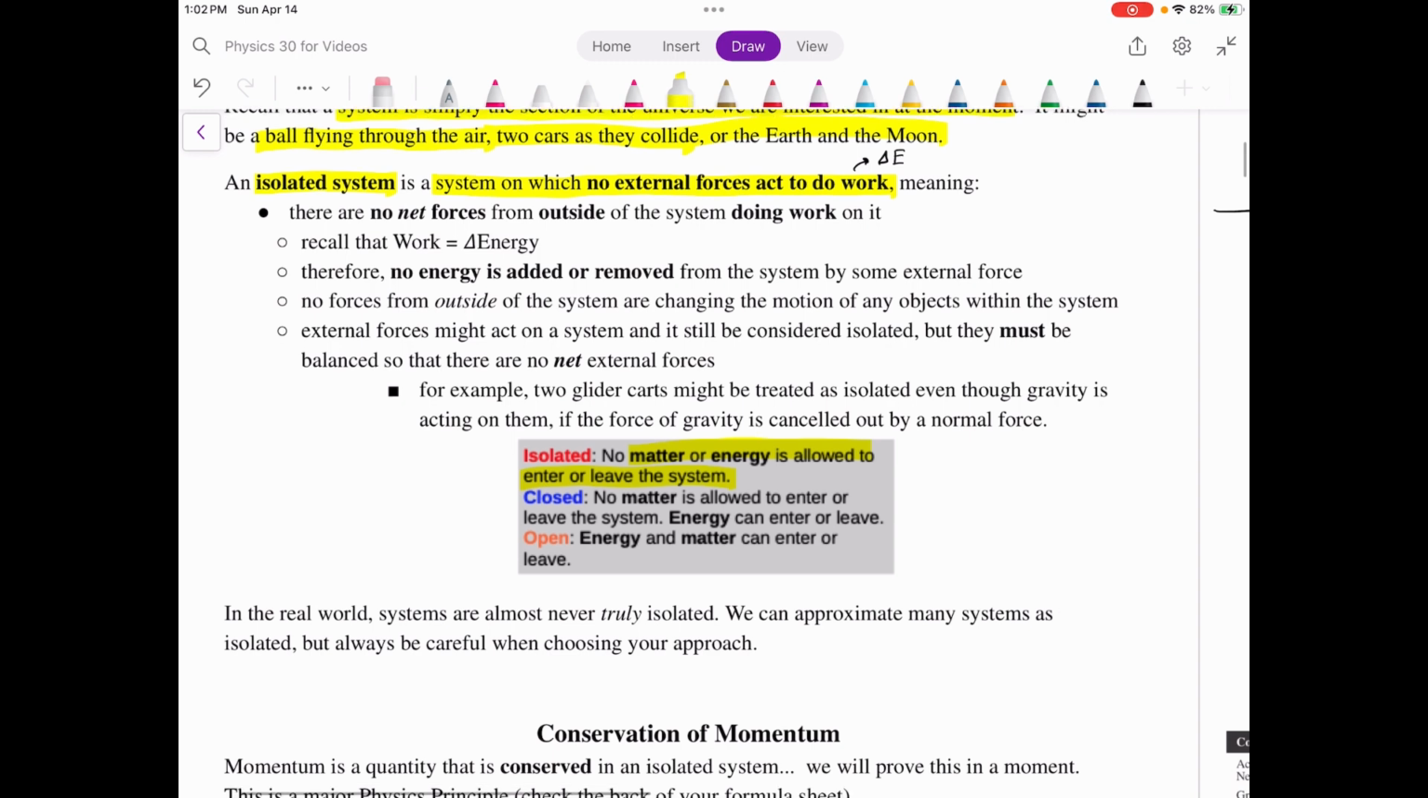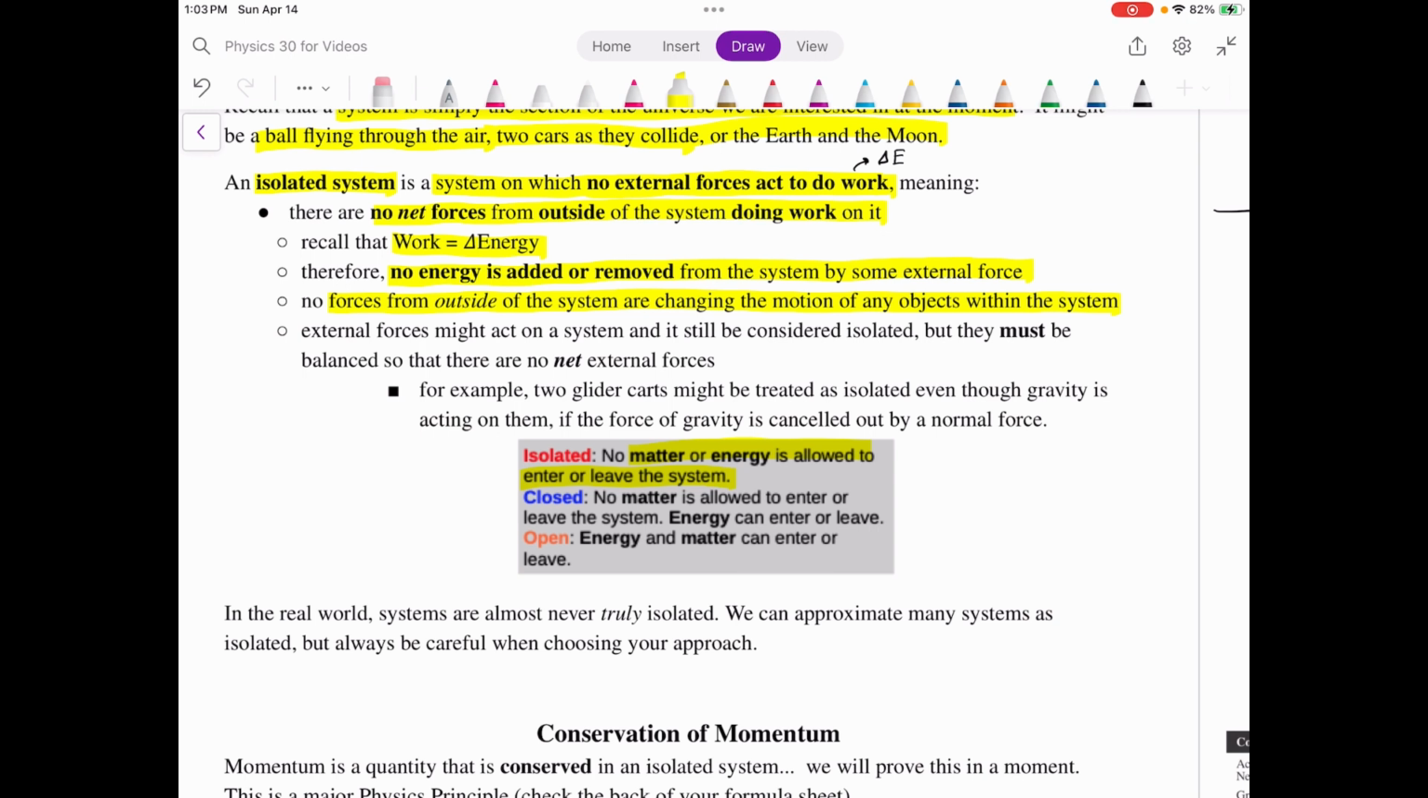So an isolated system, again, it's just a system on which no external forces act to do work, act to change the energy of the system. So there are no net forces from outside of the system doing work on it. Remember, work is a change in energy, and therefore no energy is added or removed from the system by some external forces, okay? No forces from outside of the system are changing the motion of any objects within the system. That's what an isolated system is, right? It's just kind of left to be, it's doing its own thing, and nothing from outside of what we're defining as the system is causing the motion of the objects within that system to change, okay?